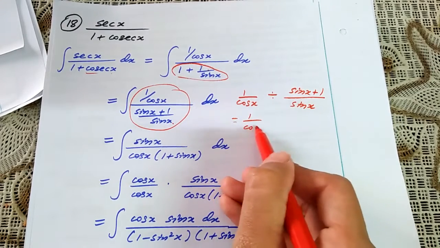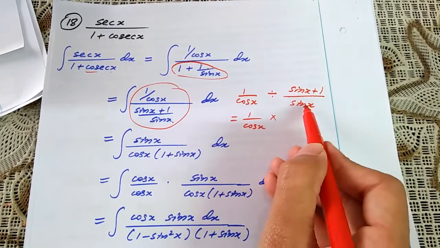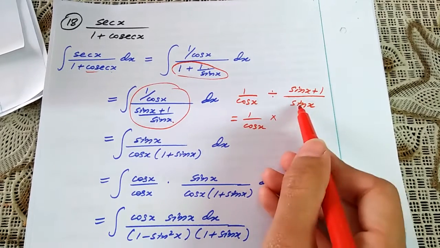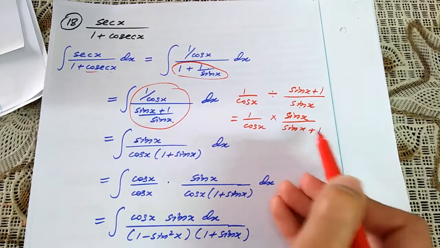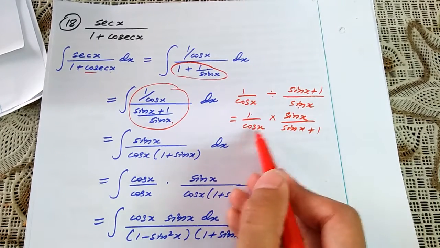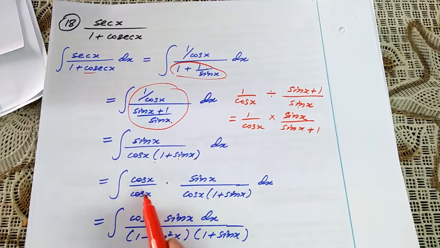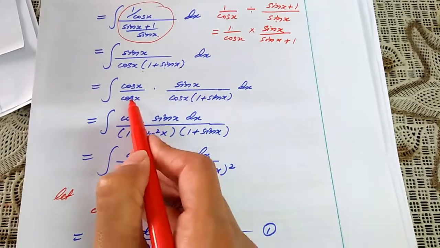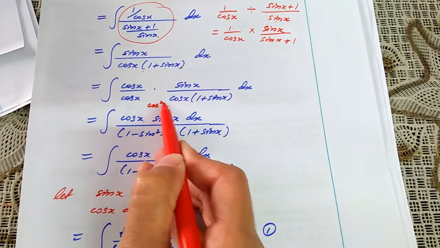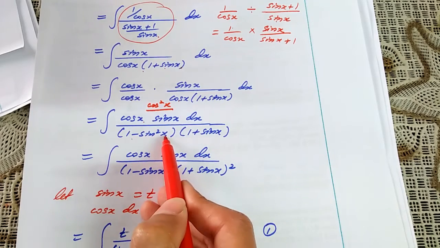Now it will be equal to 1 over cos x. Change this division sign into multiplication and just reverse this whole fraction. The denominator will become the numerator and the numerator will become the denominator like this. So we got sine x over cos x into (1 plus sine x). Now I am multiplying and dividing with cos x. I will get cos x into sine x over 1 minus. Now this cos x and cos x will give us cos square x, and that we know is equal to 1 minus sine square x.